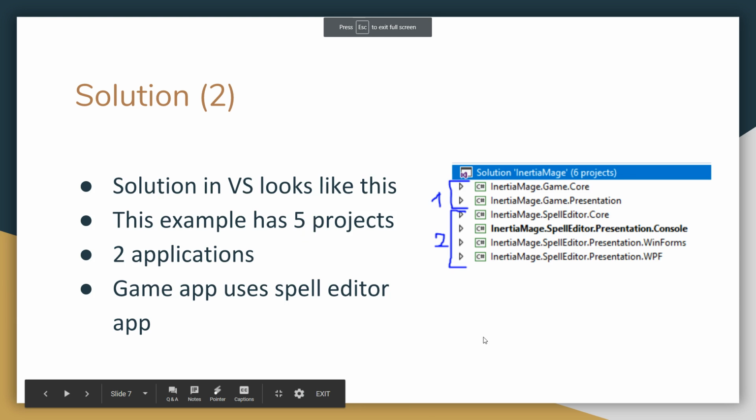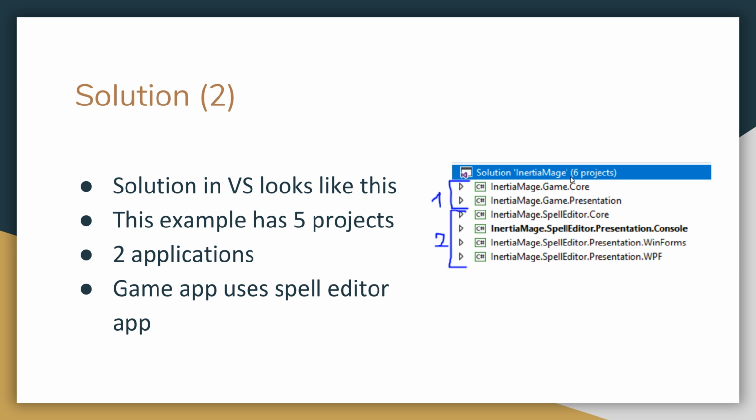And why am I viewing it like this? I should view it like this. So solution. In Visual Studio, a solution looks like this. You have a solution name, and then you have a bunch of projects. In this example, we have 5 projects, and those 5 projects are actually split into applications. One application is the game, and then another tightly related application is the spell editor. So our game is where you cast magic, and our spell editor is where you can create your own spells, so it's complex enough to have its own project.